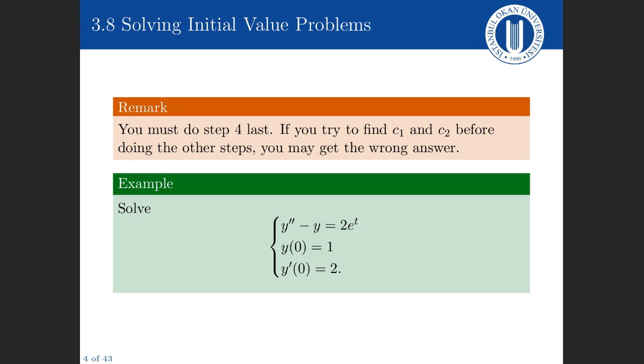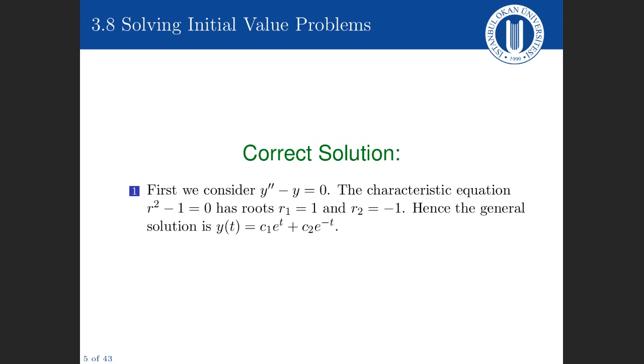Solve y double prime minus y is equal to 2e to the power t with the initial conditions y of 0 is 1, y prime of 0 is equal to 2. I'm going to solve this 2 times. I'm going to do the correct solution, and then I'm going to do a wrong solution by doing step 4 too early. So first, the correct solution.